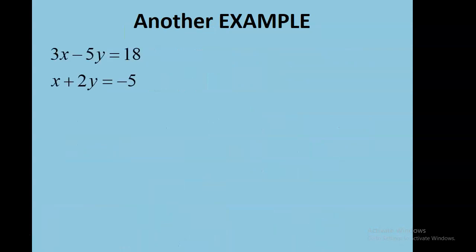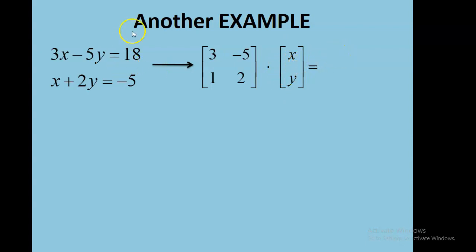Let's continue along with another example. The first thing we're going to want to do is take this and write a matrix equation with it. And you'll remember we just take the coefficients and form a matrix. We multiply it times the matrix xy with our variables. And then we put what those equations are equal to on the other side as a 2 by 1 matrix. So we have this equation.